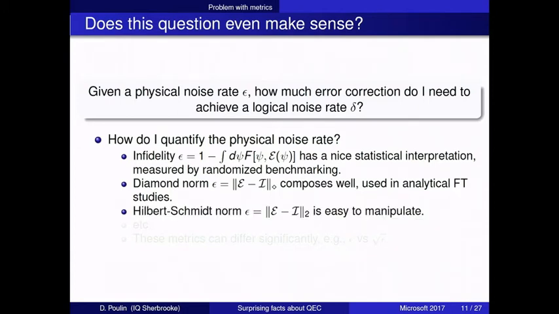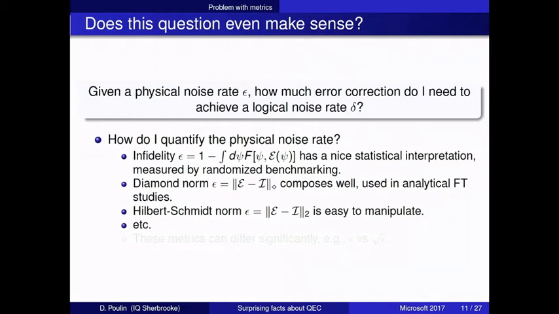If you're lazy like me, you prefer the Hilbert-Schmidt norm because you just take a matrix, you square it, and you take the trace. Nothing could be simpler. And there are a lot of other metrics. Now, if you're not a mathematical physicist, you might think, get on to the next slide.